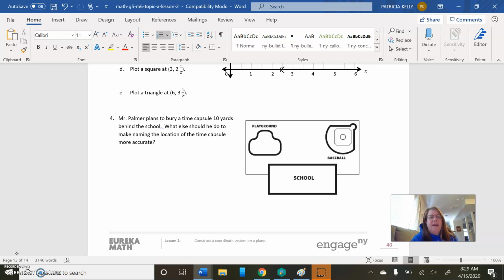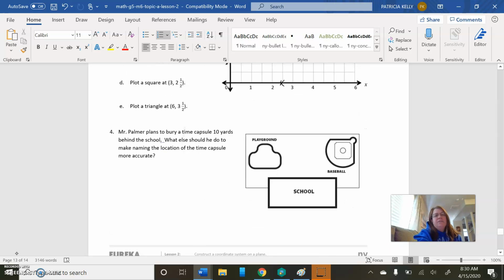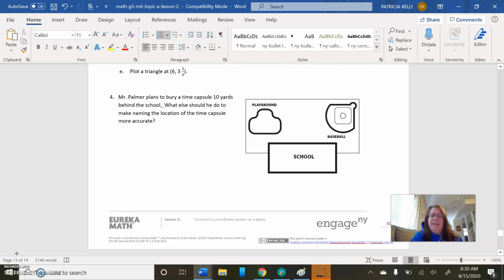So he's burying a time capsule 10 yards behind the school. What else should he do to make naming the location of the time capsule more accurate? So you need to think about what we're doing here with coordinates. How could he label it so he knows exactly where to find it, like in 10 years when he goes to dig it up? So I want you to think about that question. Otherwise, these are easy. Should be a good day of math.